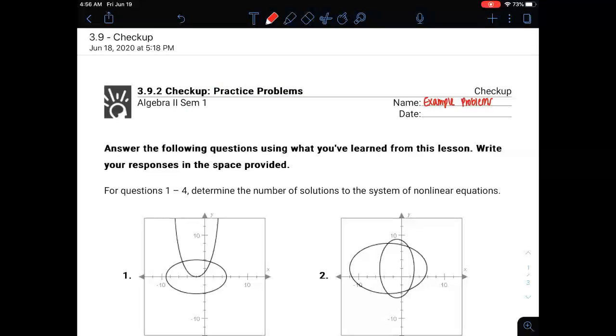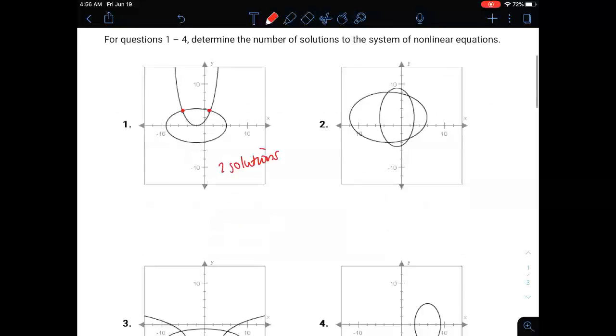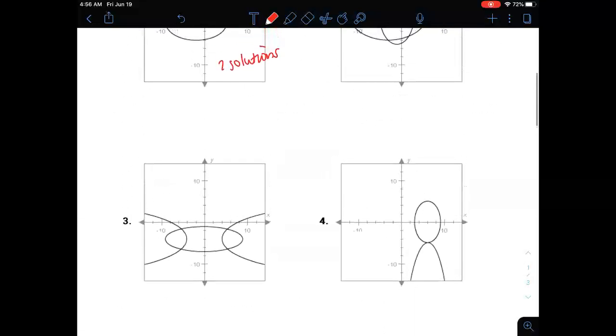All right. So looking at this first section here, it says determine the number of solutions the system of nonlinear equations can have. So look, what you're looking for here is the intersection points. So 1, 2, this has 2 solutions. If I look at number 3 here, there are multiple intersection points. 1, 2, 3, and 4, right? So there are 4 possible solutions. This one's really hard to tell, but it only intersects at 1 point. So there's 1 solution.